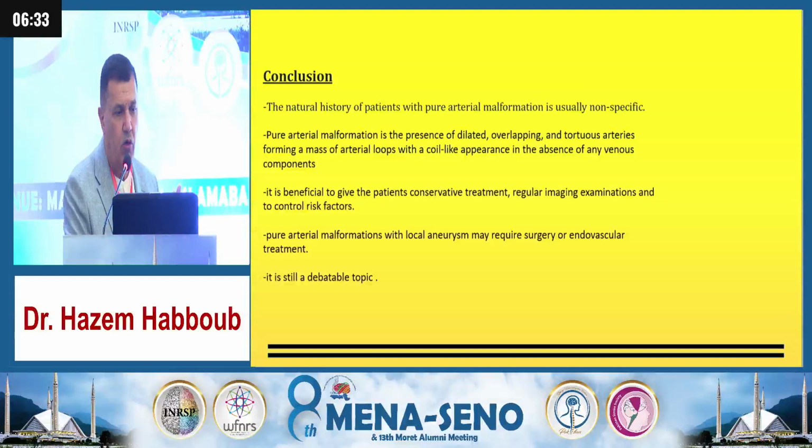So in conclusion, the natural history of patients with pure arterial malformation is usually non-specific. You don't find a lot of symptoms, and usually they are benign, and usually they don't heal. We haven't seen cases that regress. Most of the time, over two to three years of follow-up, they keep the same dilatation and the same shape. So it is a distinct entity, and it's still a debatable topic so far.